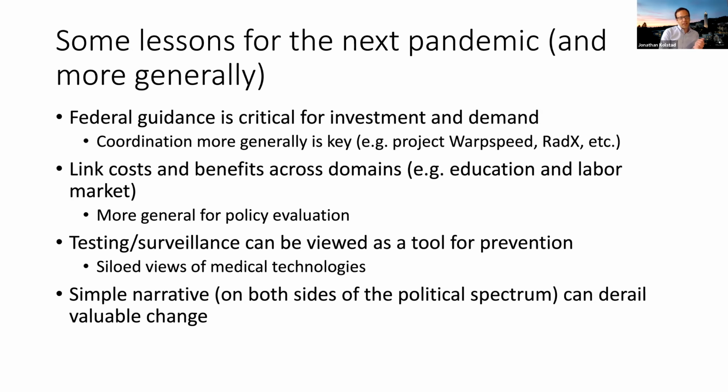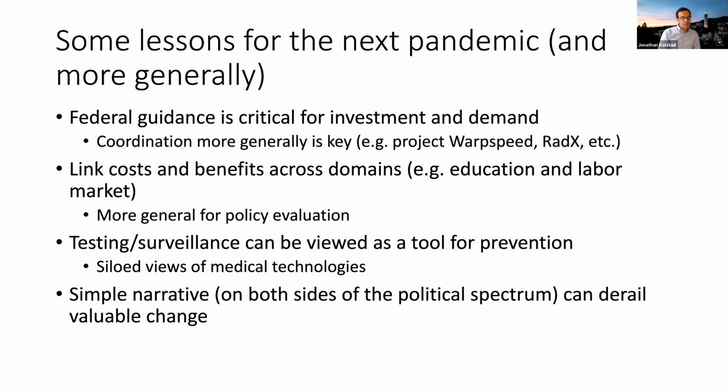So what are the lessons for the next pandemic and more generally? I mean, there are many, many more, and these are probably too broad. But what we've seen is that federal guidance is critical for investment and demand, that even strong state guidance was insufficient to get the kind of investment we needed to get this going. Coordination is more generally important here. And you've seen that, right? What is the major or maybe only thing the US has done particularly well in the pandemic? It's been vaccine development and distribution. And Project Warp Speed is a great example of where this coordination investment was very effective.